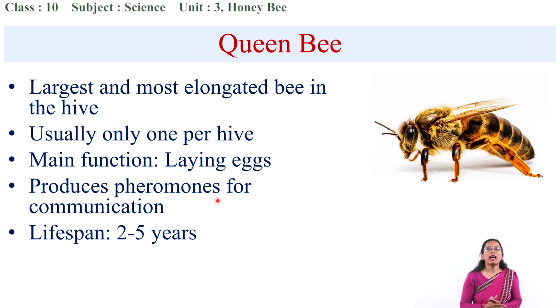Next one is the life span of the queen bee, which is about 2 to 5 years. The longest living bee in the colony is the queen bee, at 2 to 5 years. Other bees' lifespan is shorter.